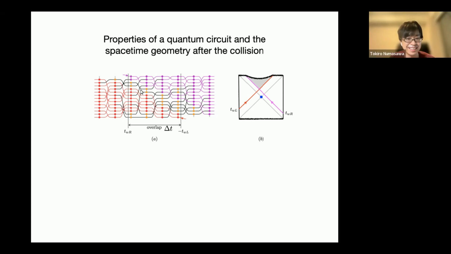I see. So you calculate something in this circuit model. Yeah. So the rough idea is to study this gravitational interaction dynamics from the circuit analysis. That's the rough idea. From qubits. Yeah.